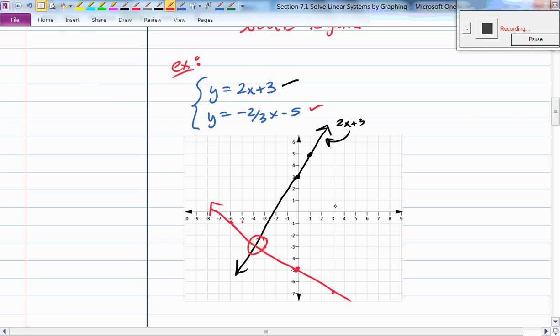The point at which they meet is what we're going to call the solution to the actual system. The solution is going to be x comma y. It's the one point that makes both equations of the system true. So that's what we're going for here. That is a solution to a system of equations.